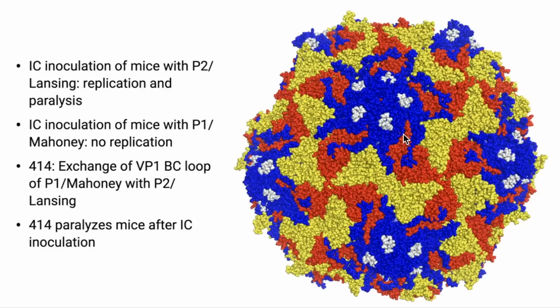So here's the viral particle. In white is the VP1 BC loop. If you take that piece out of Mahoney and put in the Lansing sequence, that virus can now infect mice. It paralyzes mice. We call that virus 414. So we could narrow it down to that small region. And remember, the receptor is binding in a canyon around that 5-fold axis. So somehow this is influencing interaction with a mouse receptor.